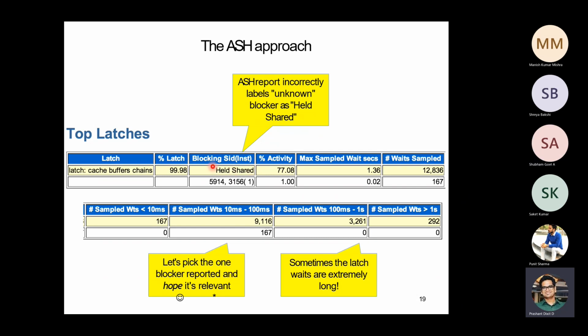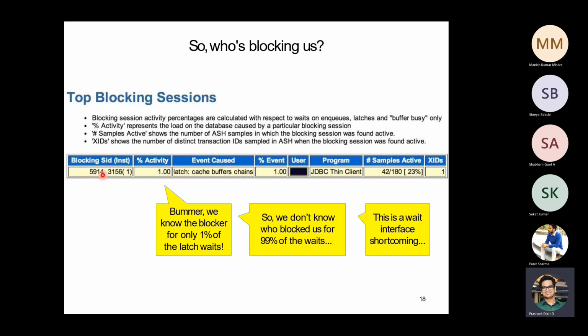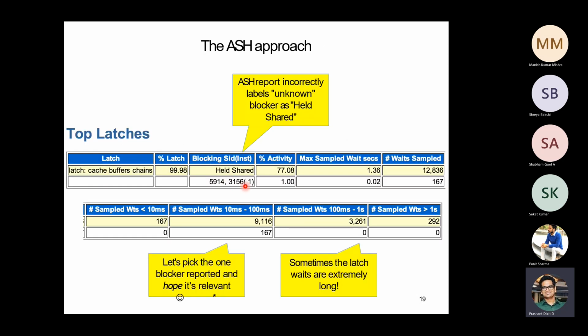I think this is rectified now in the latest version of Oracle Database. Previously, till 11g release 1 or release 2 as well, you always see held shared, but in fact this 99.98% of the total latch wait on this particular event is unknown. It is not sure about the blocking SIDs, correct? Only this SID, 5914 serial 31561, is known to us, and that is really sad actually. But we'll devise a strategy to discuss it.